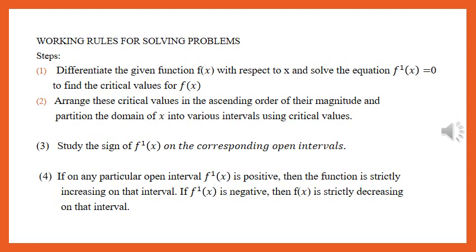Step 2, arrange these critical values in ascending order of magnitude and partition the domain of f of x into various intervals using the critical values. Step 3, study the sign of f dash x on the corresponding open intervals. Step 4, if on any particular open interval f dash x is positive, then the function is strictly increasing on that interval. If f dash x is negative, then f of x is strictly decreasing on that interval.